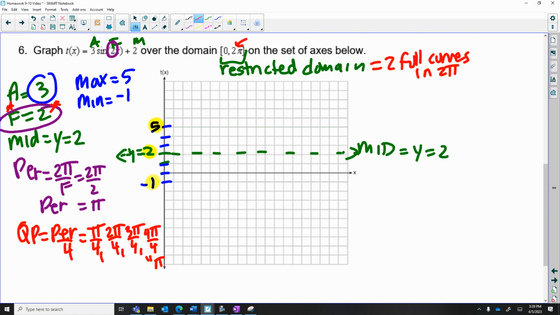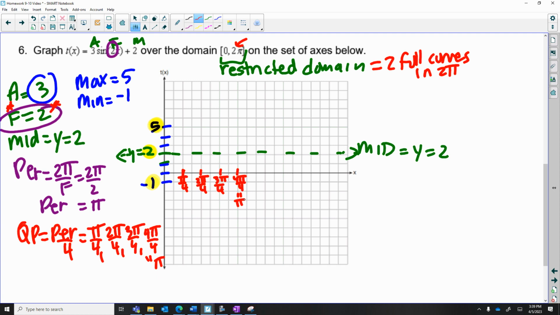So let's just see if we can fit our quarter points. All right, it looks like we can't count by 3, so let's count by 2. So we're going to count here. 1 pi over 4, 2 pi over 4, 3 pi over 4, 4 pi over 4. And I recommend you guys use pencil whenever you're graphing. So this would have been 1 full curve.